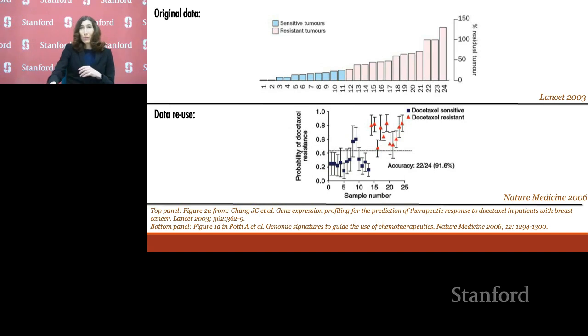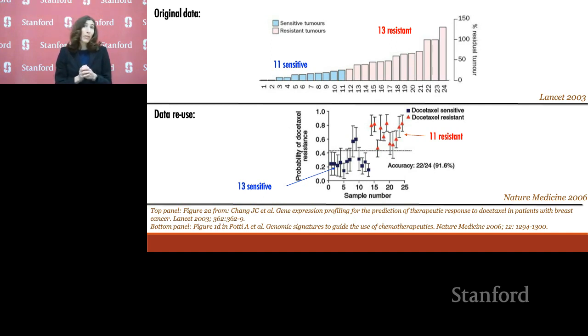If you're looking very carefully, you might notice that in the top graph, there are 11 sensitive cell lines and 13 resistant cell lines. But in the bottom graph, these have been exactly reversed. There are 13 sensitive and 11 resistant. What happened is that the authors of the Nature Medicine paper got this wrong. They mixed up the resistant and sensitive cells.